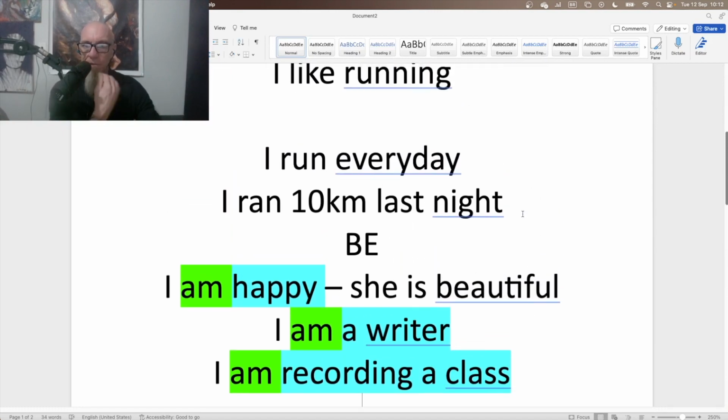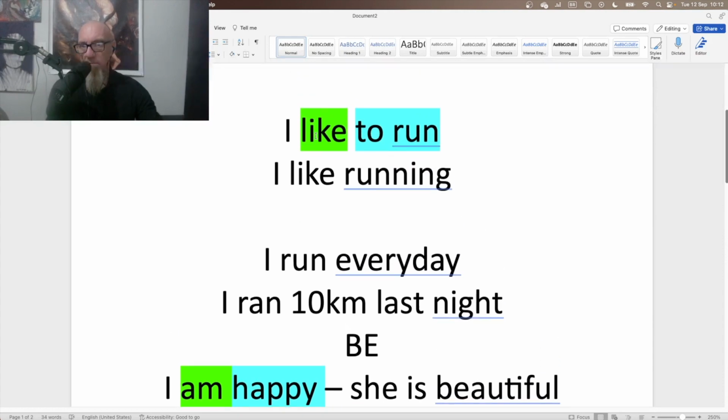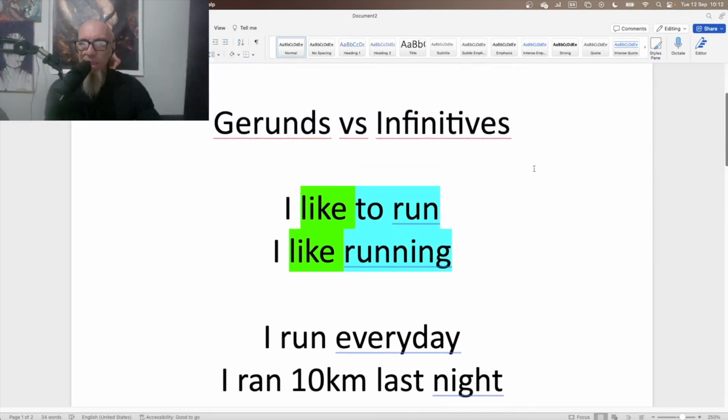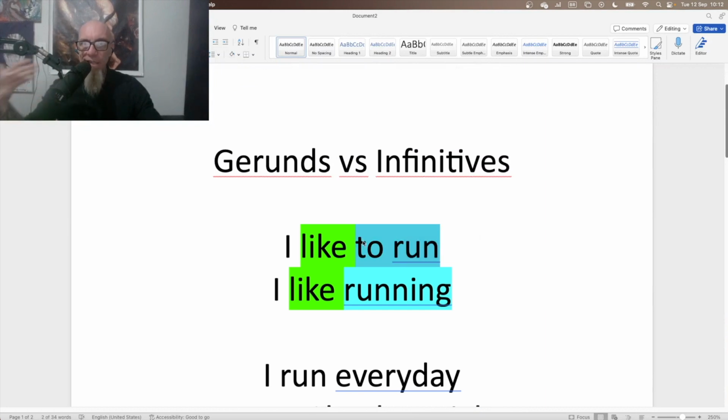When we look at different verbs, for example, with like, we know that we can have an infinitive and a gerund, and it makes no difference. It's the same sentence, right? So now run is not an active verb. We're not talking about what I do or how I do it. We're looking at it as a concept. So this gerund and this infinitive are acting like nouns. They are solid objects, right?